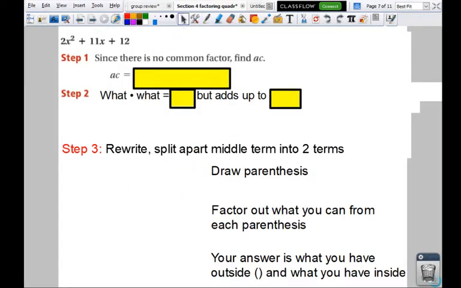So, before, when we did our end-to-middle factoring, they all had something in common. They all had x squared. That number in front was just a 1. So today, that doesn't matter. We are going to factor this: 2x squared plus 11x plus 12. So I have this 2 out in front here. But even though it's not a 1, I can still factor it.